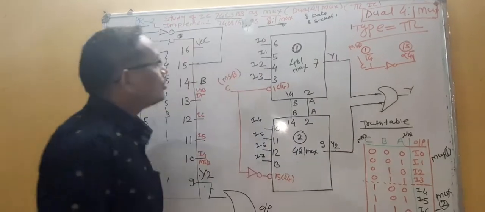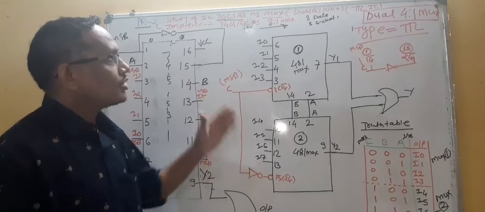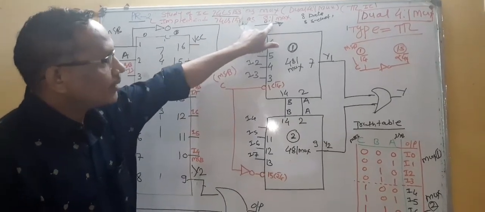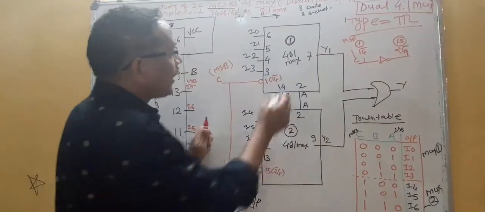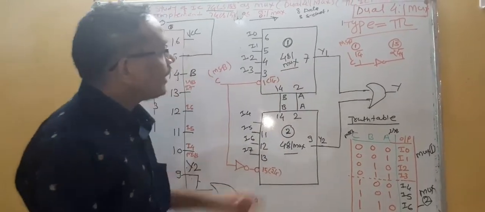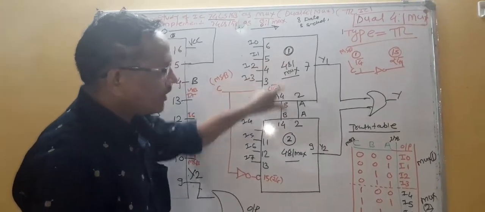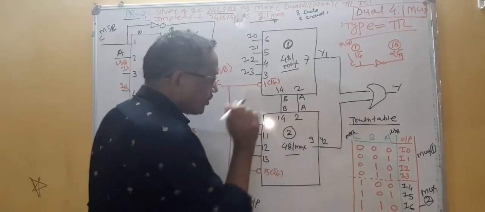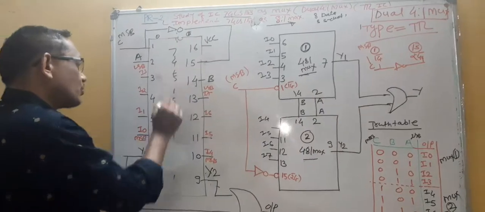So the statement changes to: implementation of an 8:1 multiplexer using two 4:1 multiplexers. I have two 4:1 multiplexers, this is the first one, this is the second one. To implement the 8:1 multiplexer, I will connect the two 4:1 multiplexers in a cascading way, meaning the output of this IC I will connect to the input of this one. This is the first 4:1 multiplexer.